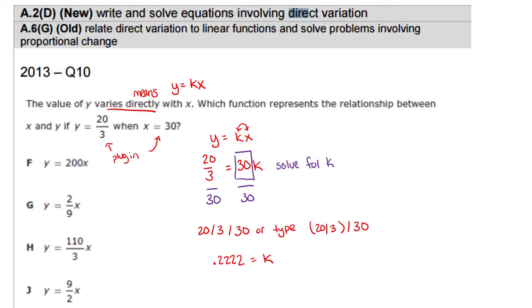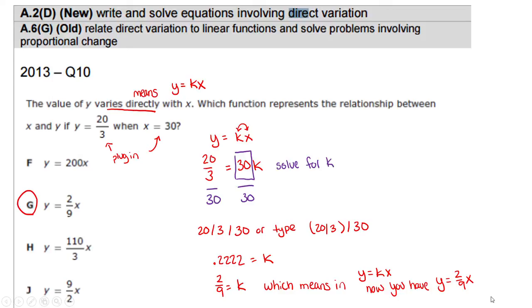Now 0.2 repeating, we're going to want to turn that into a fraction. So now we have the value of k. To put it into our equation, we replace k with 2 over 9, or 2/9, and now that is our answer. Okay, so that was the STAAR question talking about direct variation. We're going to take this concept a little bit further, but not until we do 10 questions of review. So that's what's going to happen next.